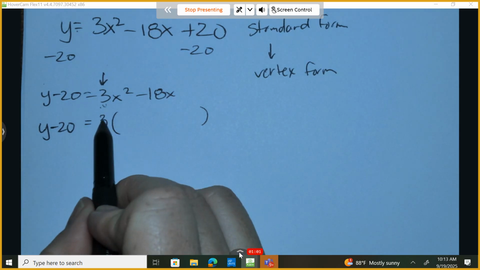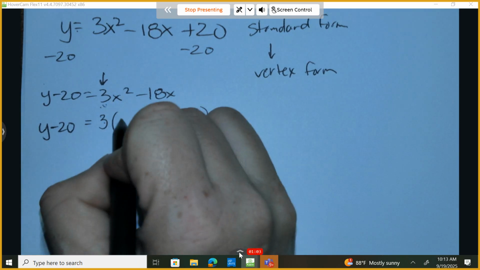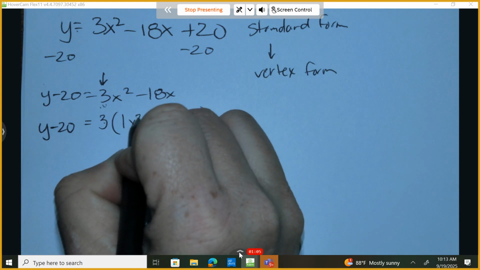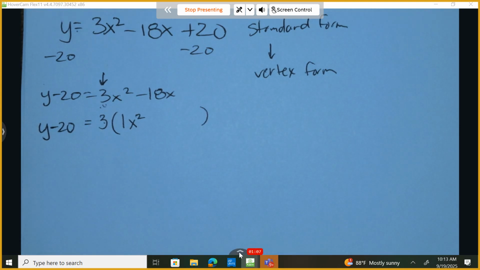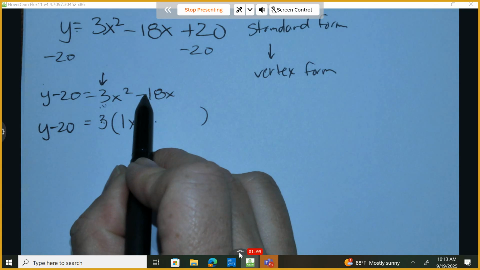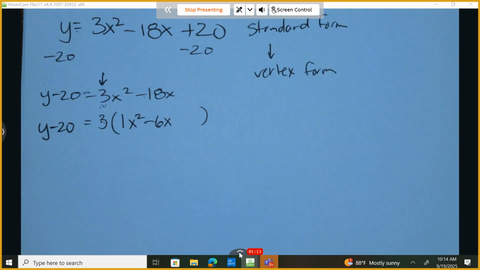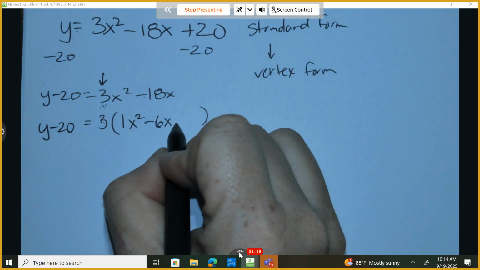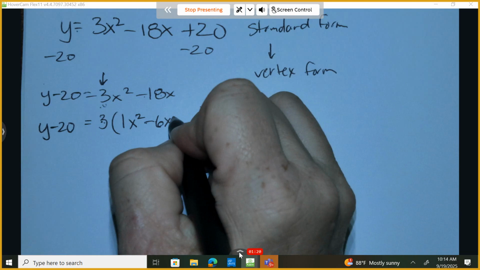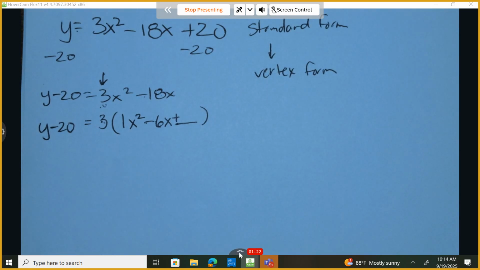And then I'm going to ask myself, 3 times what value is 3? Easy enough, a 1. Bring down the x squared. 3 times what value is negative 18? Negative 6. Bring down the x. And then you're always going to have a line behind here that we're going to fill in, and it's always going to be plus that value. We'll learn why it's addition in a little bit.